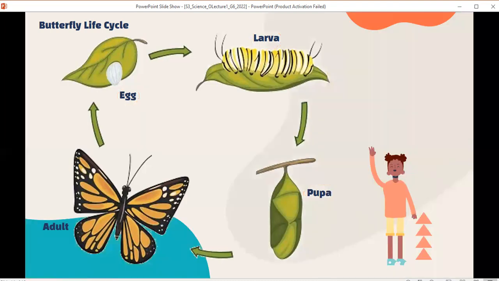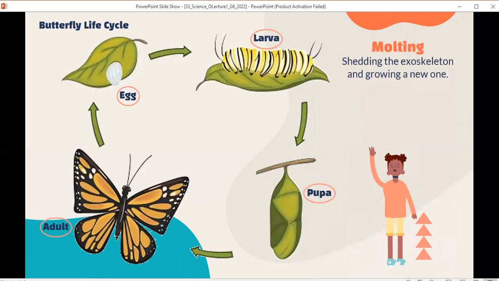This is molting, okay? Egg, larva, pupa, adult. What is molting? It is the shedding of this exoskeleton. Insects shed their exoskeleton 4 to 5 times before going into the pupa stage.